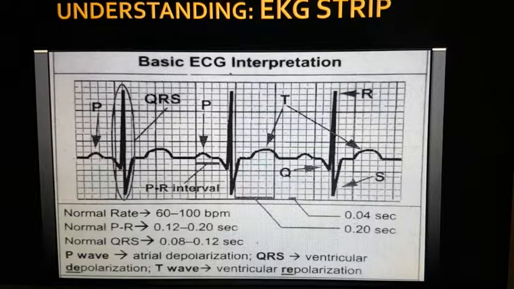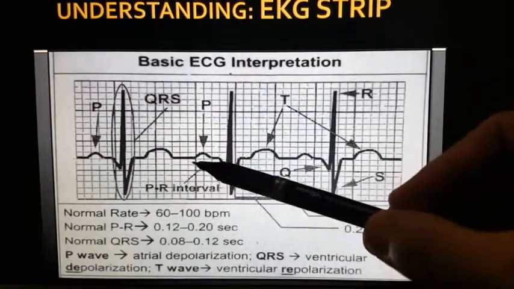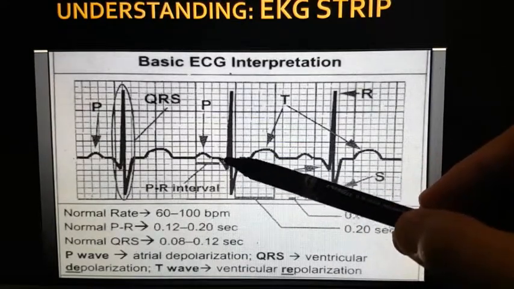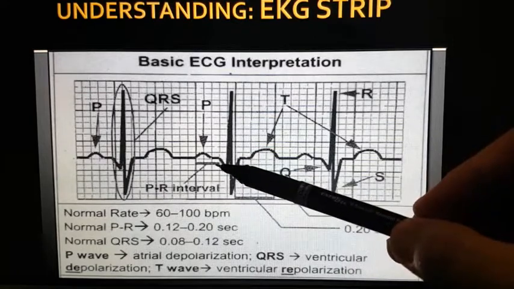The normal PR interval is 0.12 to 0.20 second. So if it is 0.12 to 0.20 second, how many small boxes is that? Well, it is about 3 to 5 small boxes. The question, where is your PR interval? Your PR interval will start from here, going here. This is your PR interval. Can you follow?